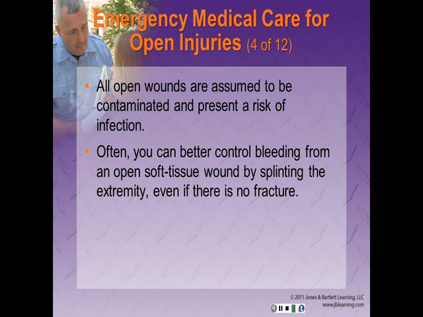All open wounds are assumed to be contaminated and present a risk of infection. By applying a sterile dressing, you are reducing the risk of further contamination. You should not try to remove material from an open wound, no matter how dirty the wound is. Often, you can better control bleeding from open soft tissue wounds by splinting the extremity, even if there is no fracture.